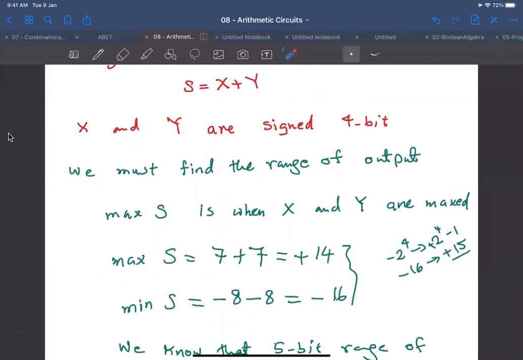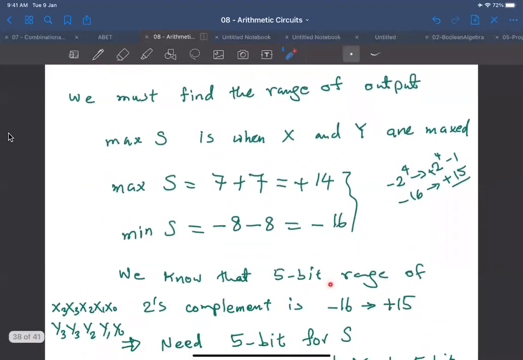And this is covered by the range -16 to plus 15, which is -2 to the 4 up to 2 to the 4 minus 1. So my N is 5. We know that 5 bits is the range, so we need to extend A and B to 5 bits instead. Do we extend them using 0 or sign extension?